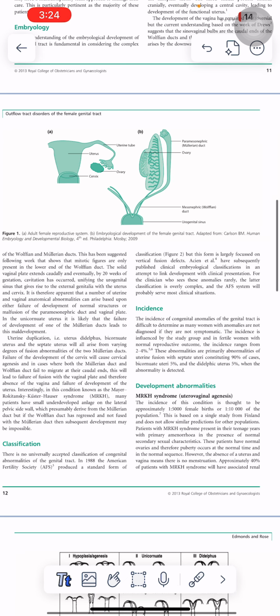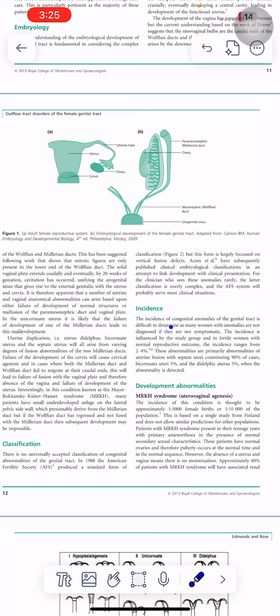So the classification: there is no universally accepted classification of congenital abnormalities of the genital tract. In 1988, the American Society produced a standard form of classification. This is from a lateral focus on vertical fusion defects. They have subsequently published a current embryological classification in an attempt to link development with clinical presentation.